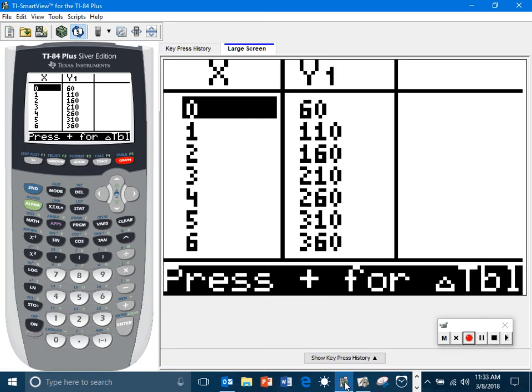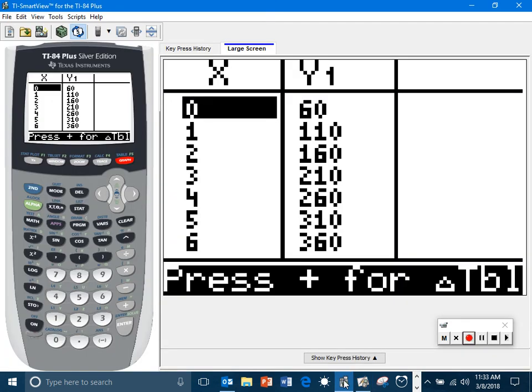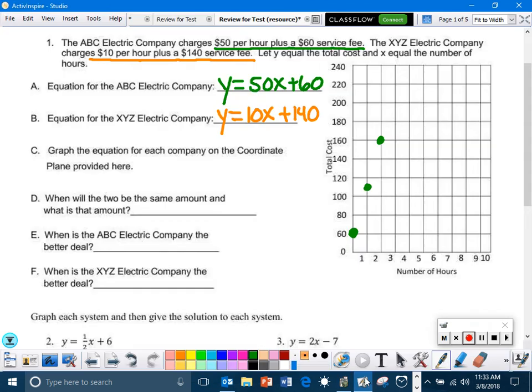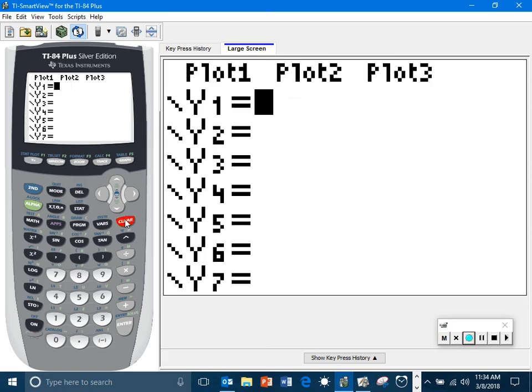The next one is 160. Okay, then the next one is 210. All right, and that's all that's going to fit. Draw a line through the dots. Okay, now we'll go ahead and put the other equation in. Only do one equation at a time, otherwise the numbers get too confusing.